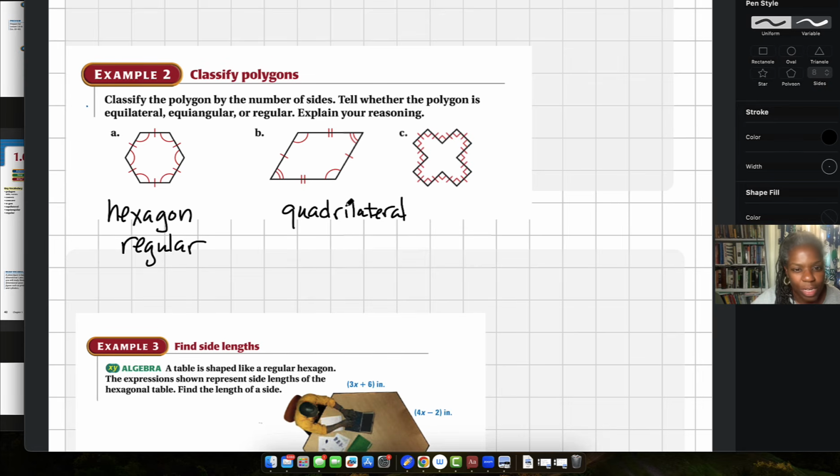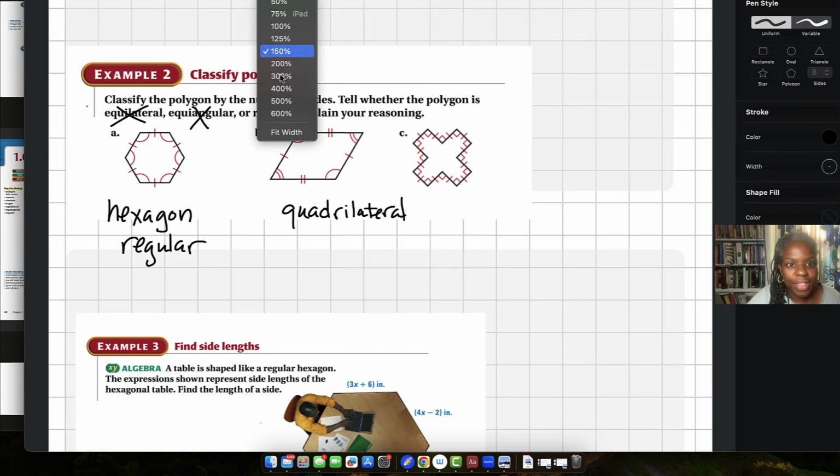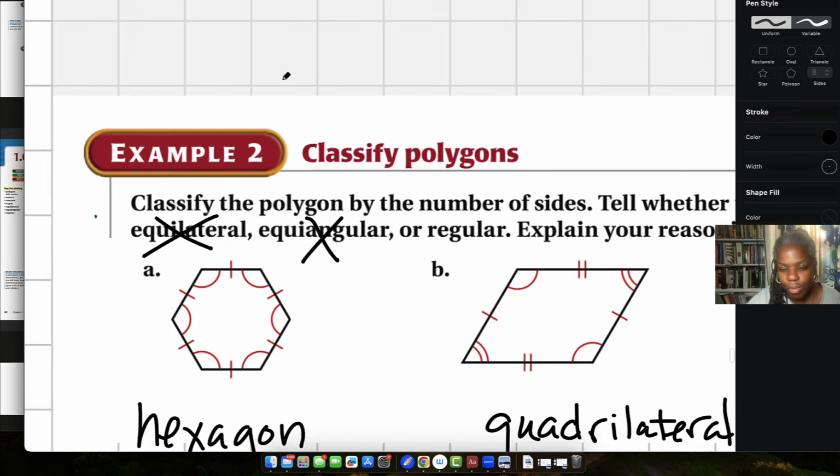And the next thing we need to do is observe the side lengths. All the sides are not the same, so we do not have an equilateral situation here. But all the angles are also not the same. So it's neither equilateral nor equiangular. This is just a polygon. It's just a quadrilateral.